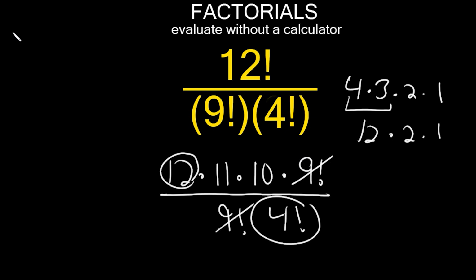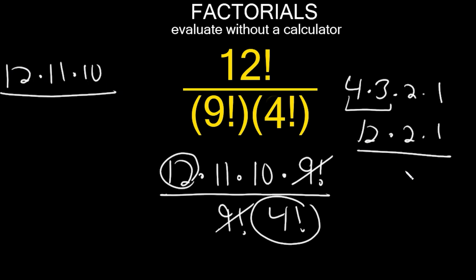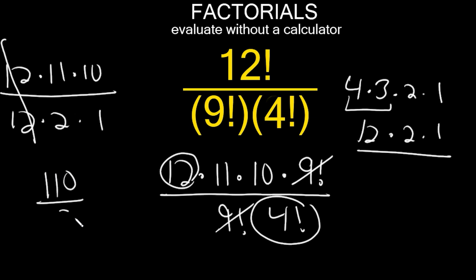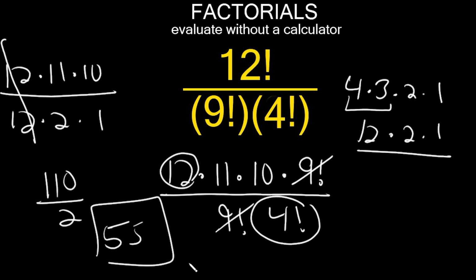So for example, on my numerator, I have 12 times 11 times 10 all over, I'm going to write this portion here that we just figured out, 12 times 2 times 1. Now the 12s will cancel, so these cancel. I know that 11 times 10 is going to give me 110, so 110 all over 2. When I divide that, I get 55. Okay, so I get 55 for an answer here. Okay? All right, let's try one more example.